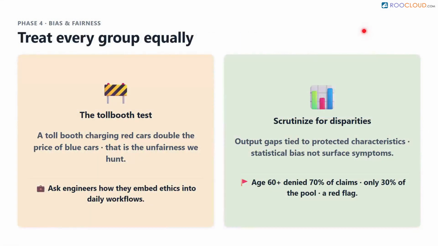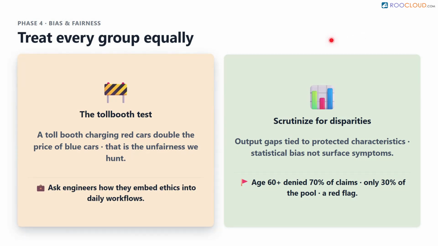The fourth phase is the bias and fairness assessment. We must ensure the system treats all groups of people equally and does not illegally discriminate. Imagine a toll booth that charges red cars double the price of blue cars for no logical reason. We are looking for that exact kind of unfairness in the software logic.